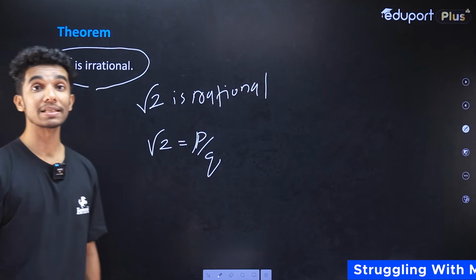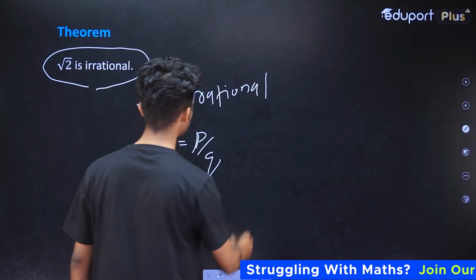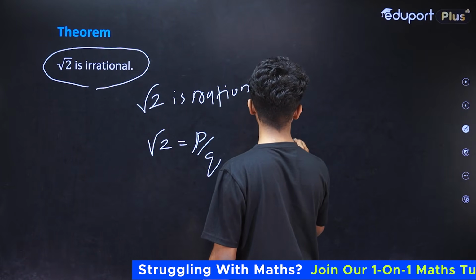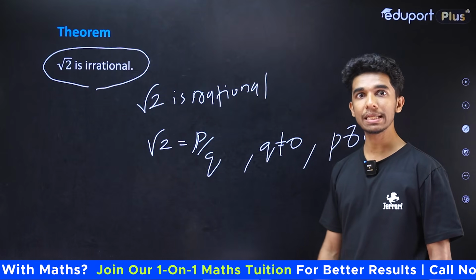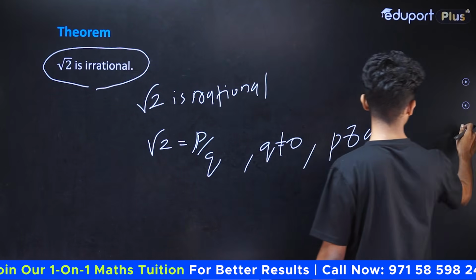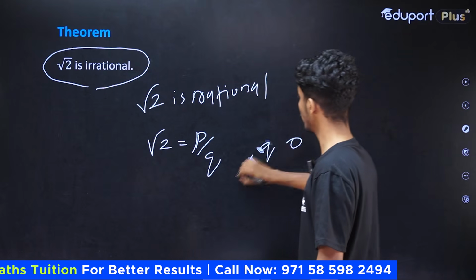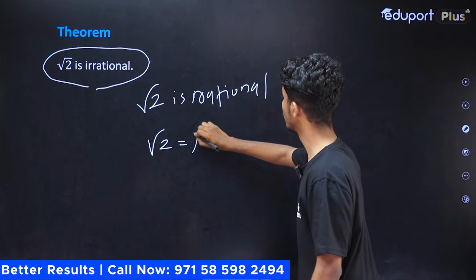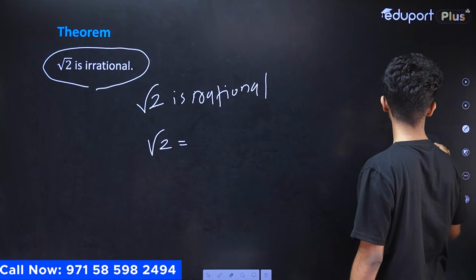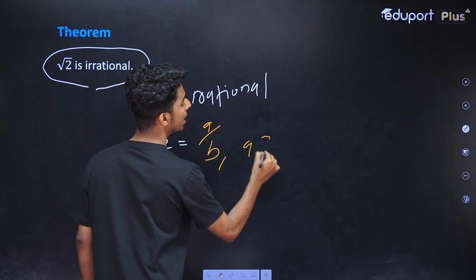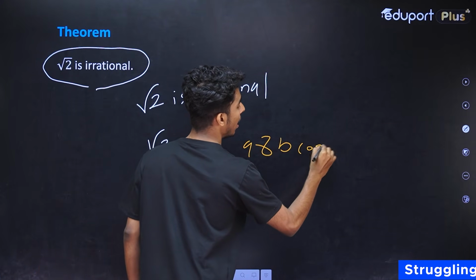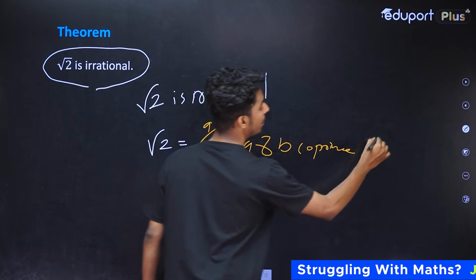Root 2 can be expressed as P by Q, where Q is not equal to 0 and P and Q are co-prime. In your textbook it is A by B, so let me do it with A by B. Root 2 equal to A by B, where A and B are co-prime, and B not equal to 0.